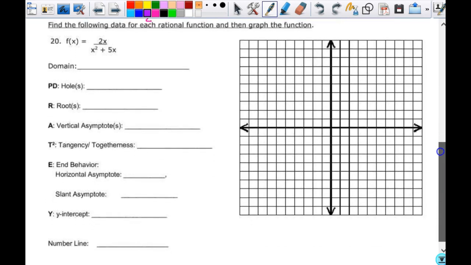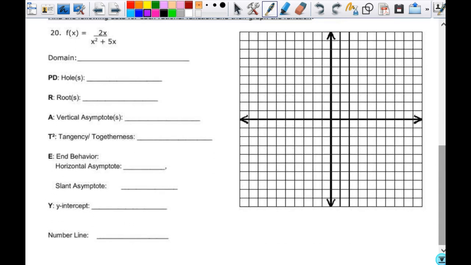I'm going to do this graph here, and then I'm going to stop this and go to a second one so I can let this one process. Alrighty, so you want to start with your domain, and even though the domain happens before you reduce, that's why it's before this in our list here, we still need to go ahead and factor. So this is going to give me 2x over x times x plus 5. Okay. So my domain is going to be all real numbers except for x cannot be 0 or negative 5.